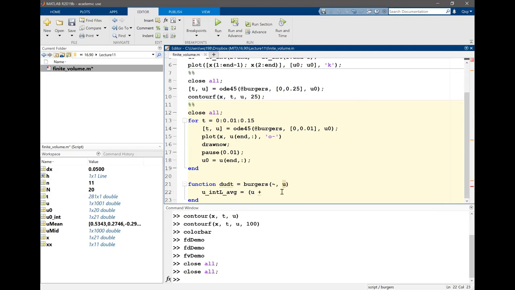Now I want to look at my solution to the left. For the first value, because I want to implement a periodic boundary condition, it would be U at the end. And then from the second on, my solution on the left is starting from U1, U2, etc., up to N minus one. So this would be the average between my U and my U at the left, the average of the volume averages.